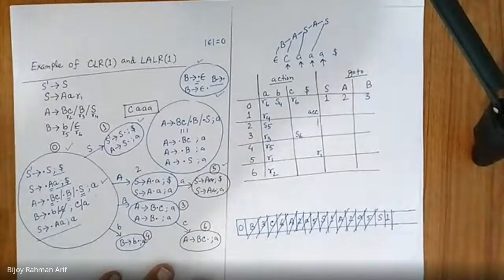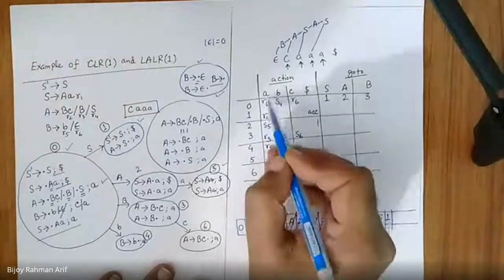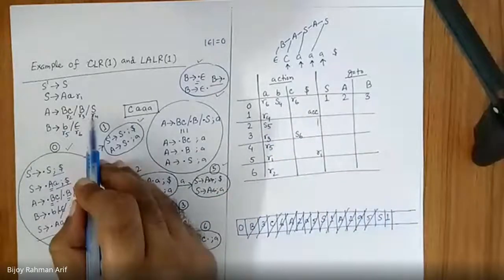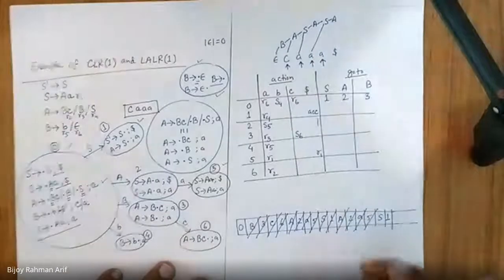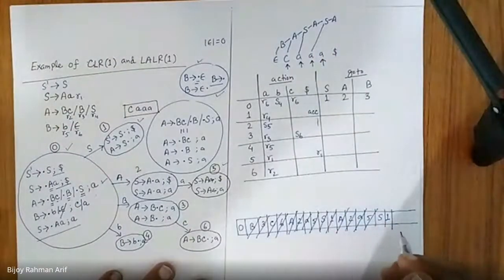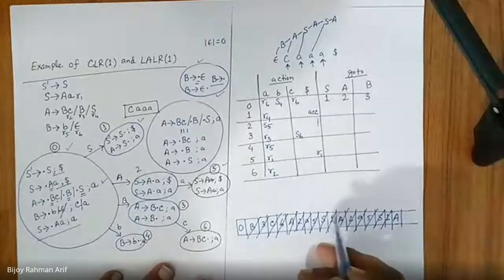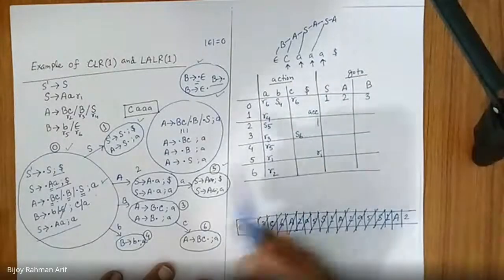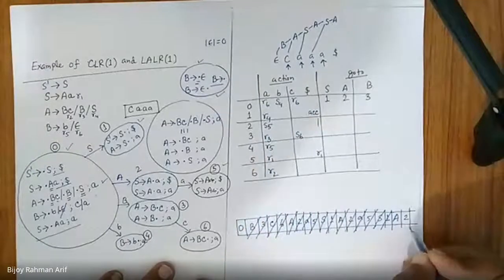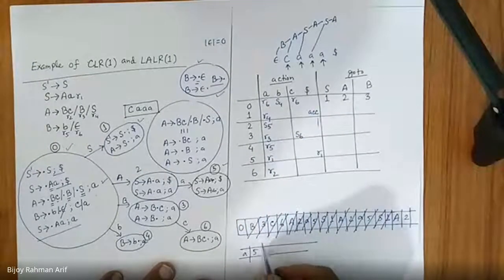Okay. Yes, sir. Now 1 saying A. Rule number 4. What is rule number 4? S would derive A. Now I have to pop 2. I have to push A. 0 seeing A, I should go to 2. Now 2 is saying again A. Shift 5. A going to 5.